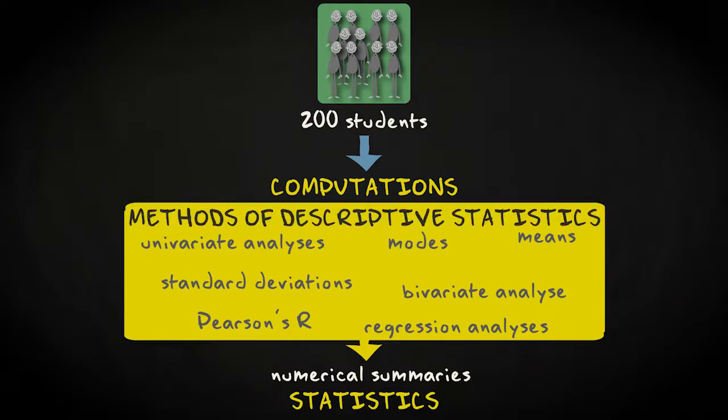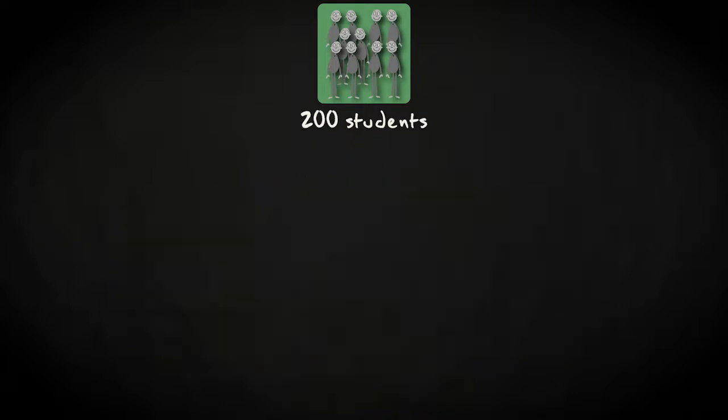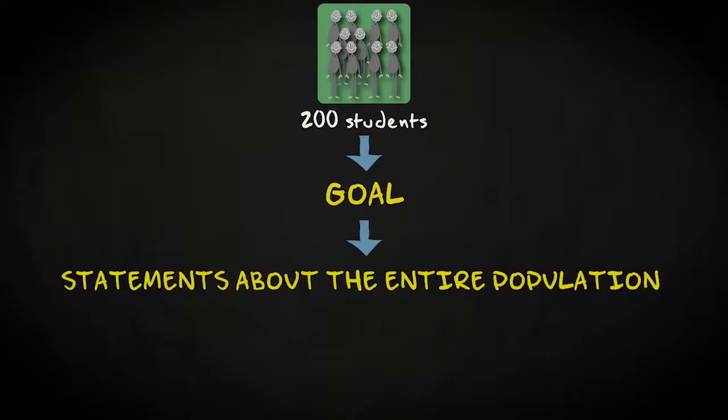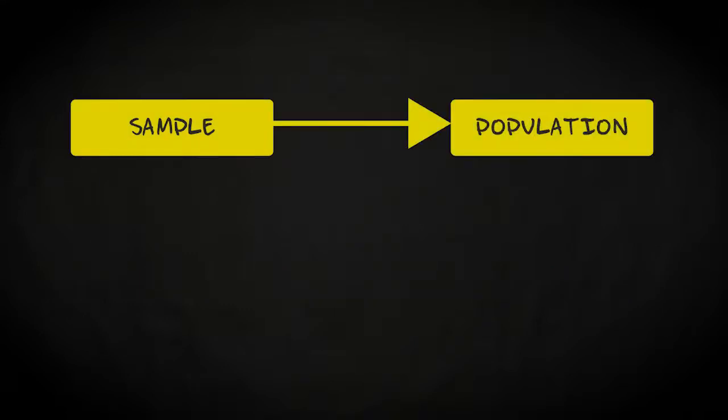However, in actual research practice, we are often not so much interested in summaries of a specific sample, in our case the 200 selected students, but our real goal is to make statements about the entire underlying population, so in our case all 300,000 students in London. If we are employing the data obtained from a sample to draw inferences about a population, we are using methods of inferential statistics. We use the computed statistics to draw conclusions about the corresponding population parameters.